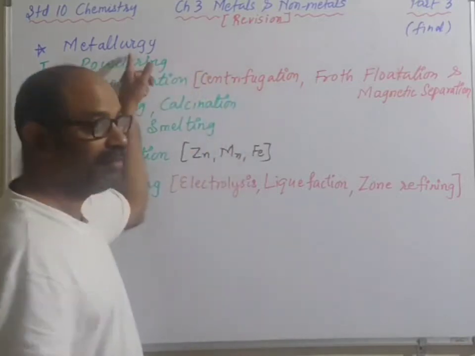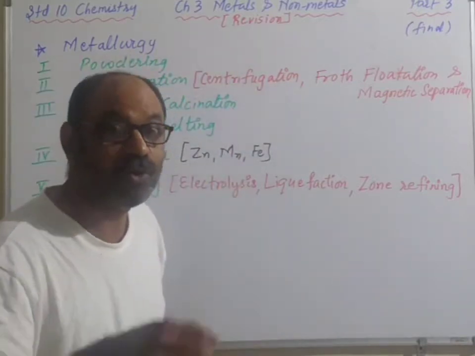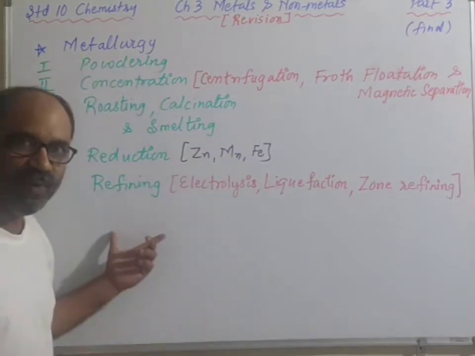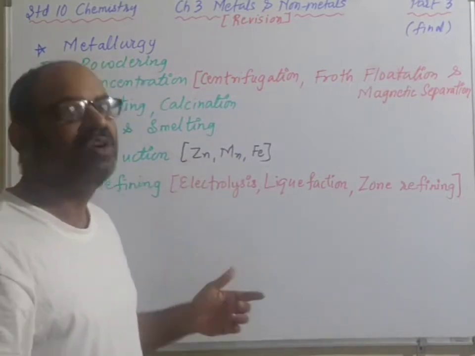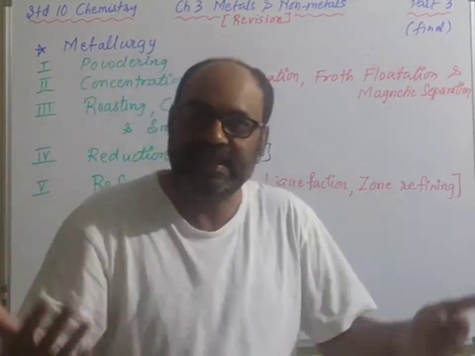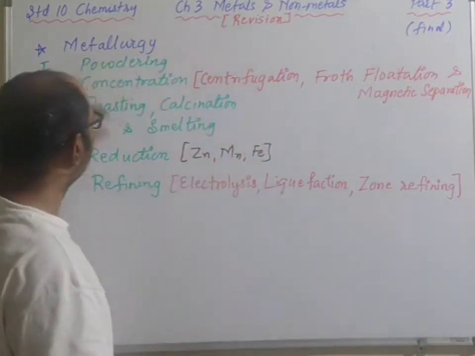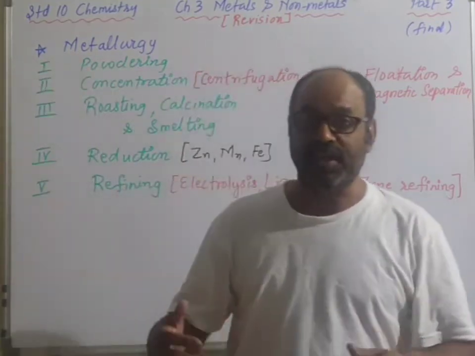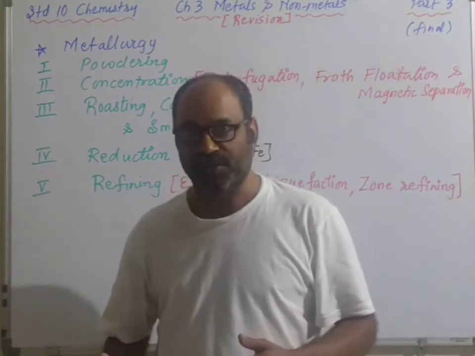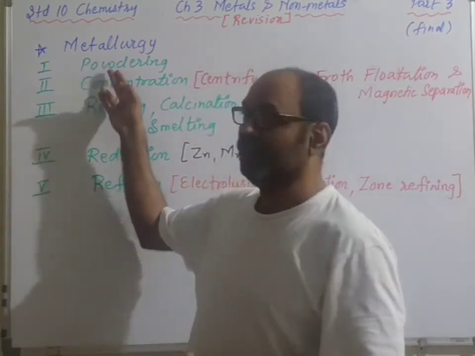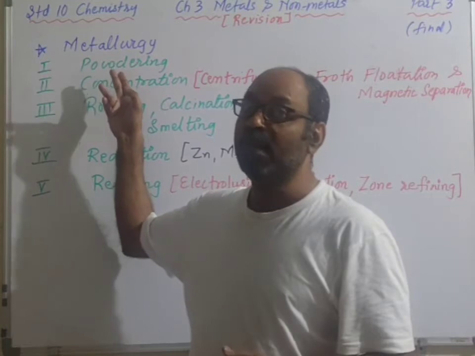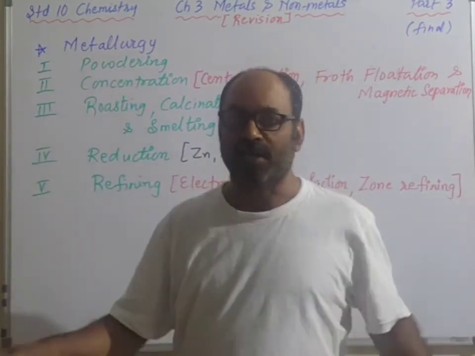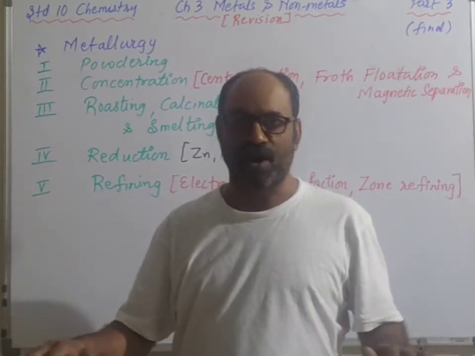Now this metallurgy, that is obtaining metal from its ore, is a continuous process, but it is divided into 5 stages, 5 parts for understanding it in a better way. So first, what is done? Powdering. The ore is taken to huge industries, in big mills, and the ore is ground into powder.